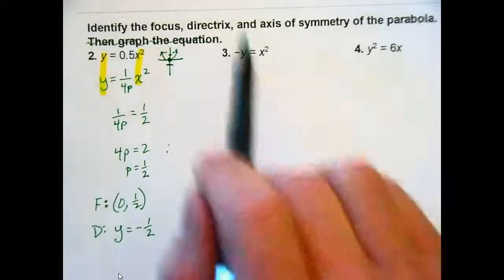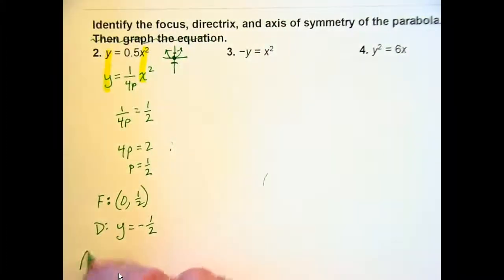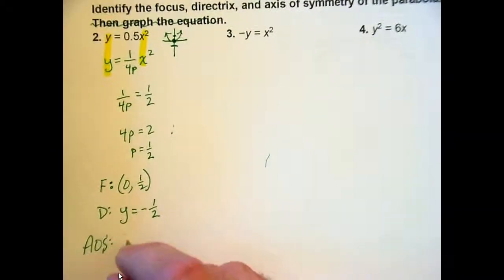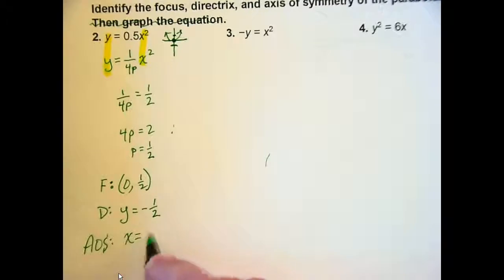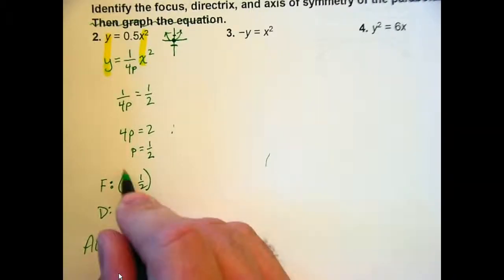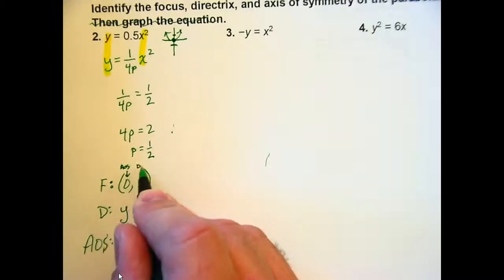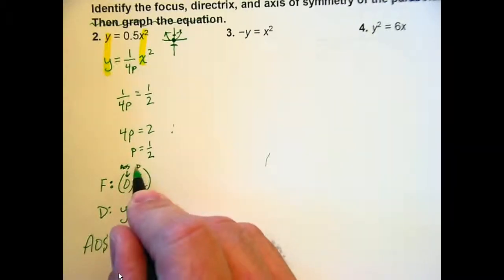Axis of symmetry. What is the axis of symmetry? X equals 0. Right. It's your x value. This is your axis of symmetry. This value here will always give you the opposite. This will give you your directrix. This is always the opposite of your directrix.